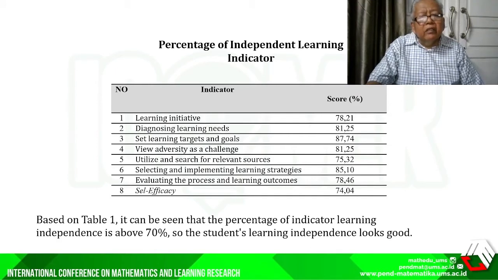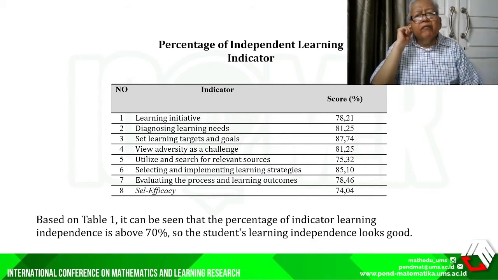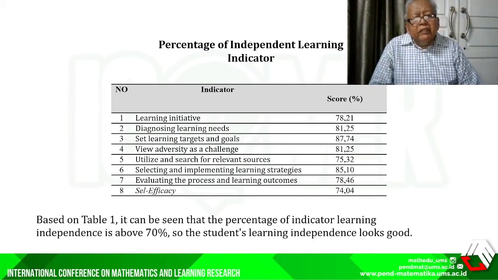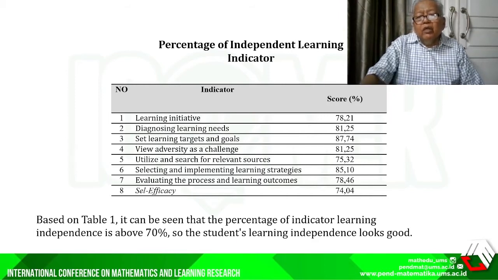And now, Table 1 shows the percentage of independent learning indicators. It can be seen that the percentage of the learning independence indicators is above 70%, so the student learning independence looks good.